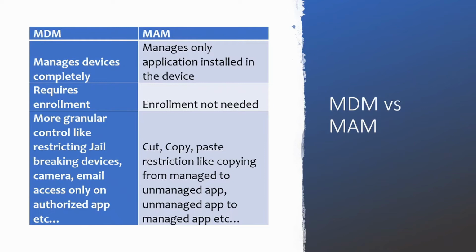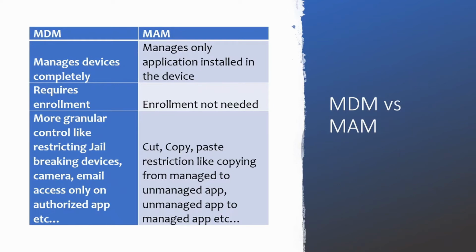Under mobile application management, you have the option of controlling cut, copy, and paste. If you have a managed app, those managed apps should be configured under a MAM policy. Once you configure that, if a user tries to cut or copy any data from that particular application, it will be denied copying to an unmanaged app. That kind of restriction, the flow in and out, can be controlled in the MAM solution.